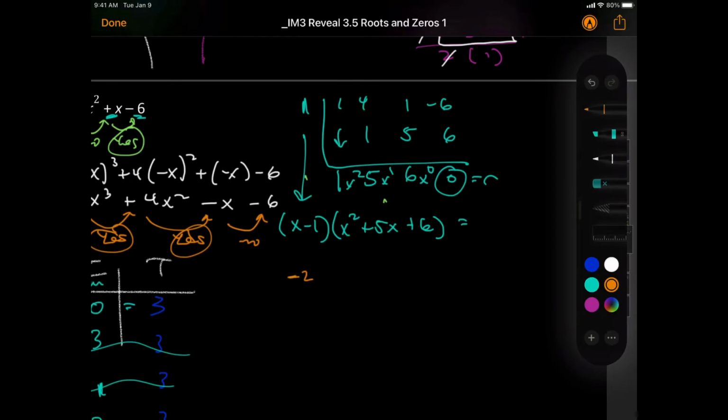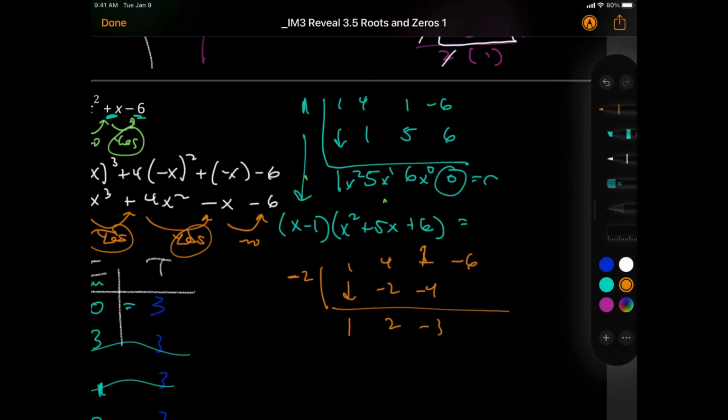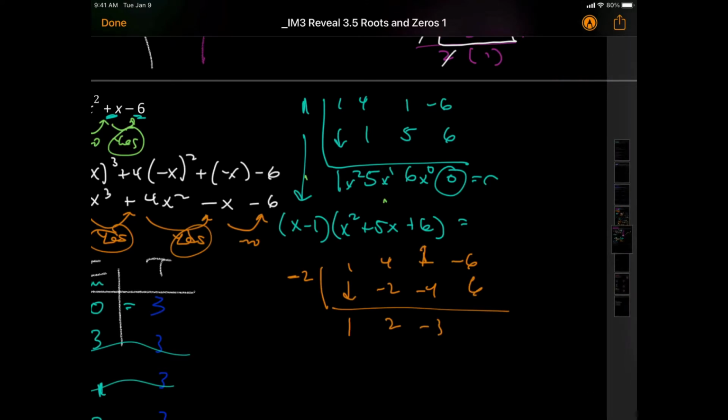Now, I just want to show you really quick. All right, so I was trying to show you, you can do another starting point, and you'll get the same answer. Watch. Bring it down, multiply, add down, multiply, that's a 1. Add down, multiply, and you get a remainder of 0. Now, this does look different.